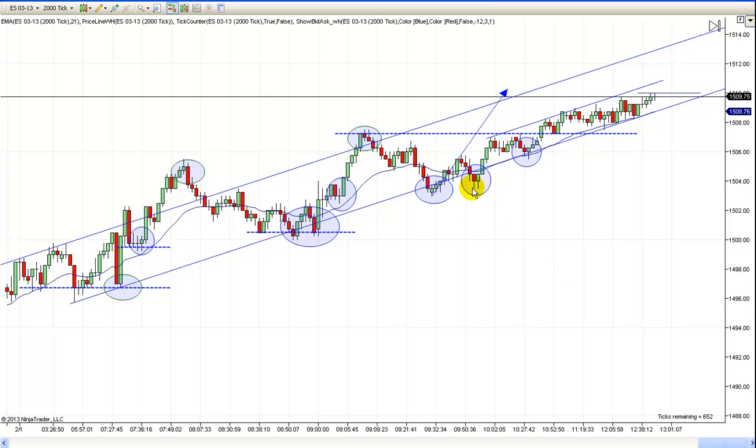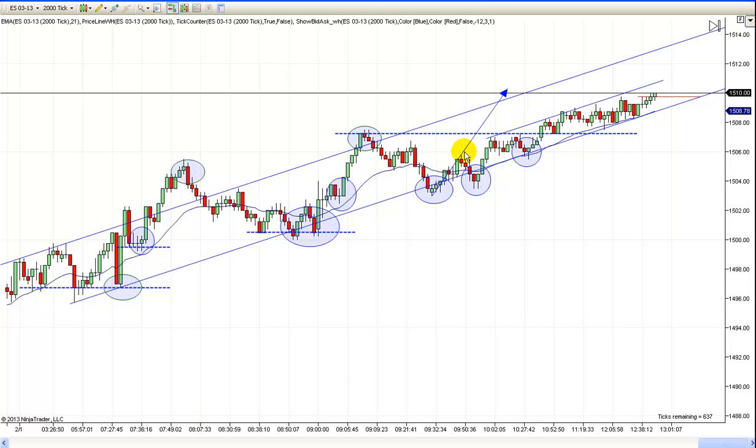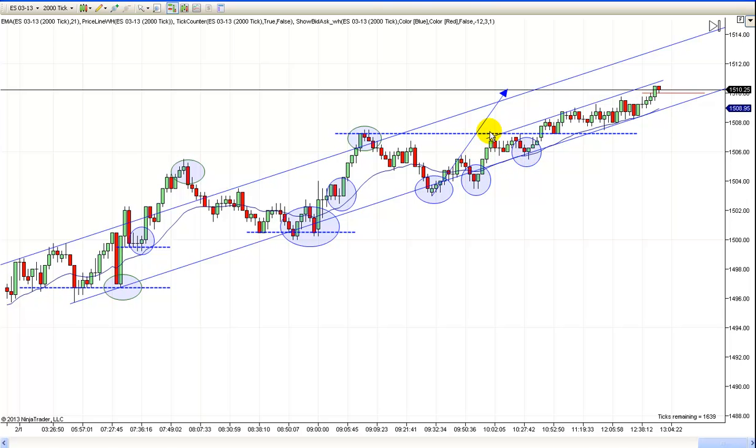It did come right back and get the runners, but you got a chance to enter again right here on a second entry. Here's your first entry, counting off the low. Then there's your second entry. And guess what? Your runners were safe off of this one. And you know that you could have ridden it all the way to here. And there you go. We got a measured move now.